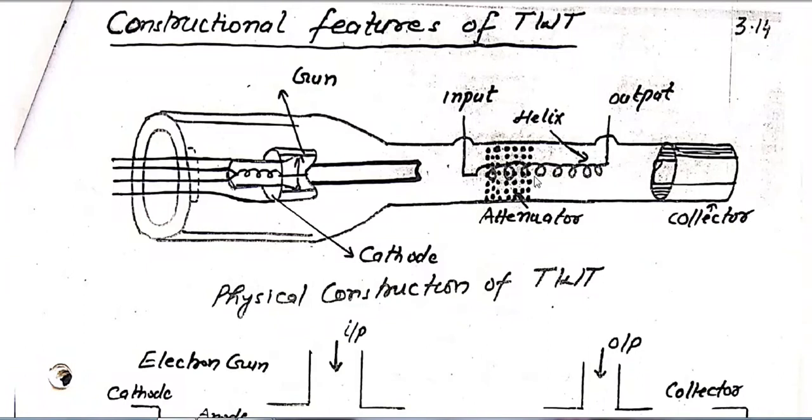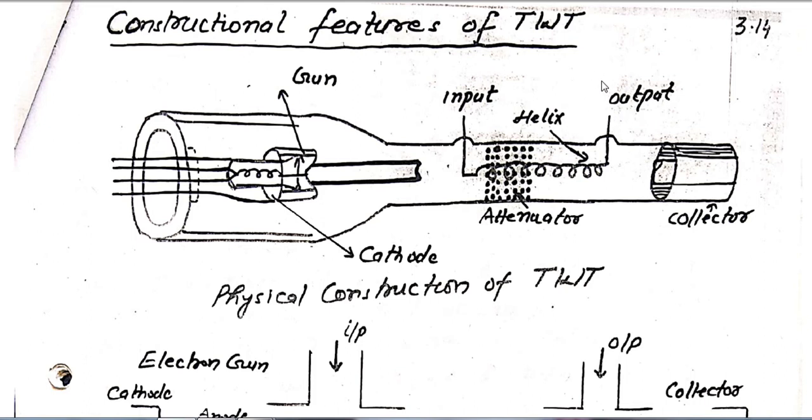So when the speed of the electron beam traveling within this helix structure and the speed of the RF field become nearly equal, then those electrons which are traveling will deliver their energy to the RF wave on the helix. So the signal wave grows and an amplified output is obtained at the output of the TWT.